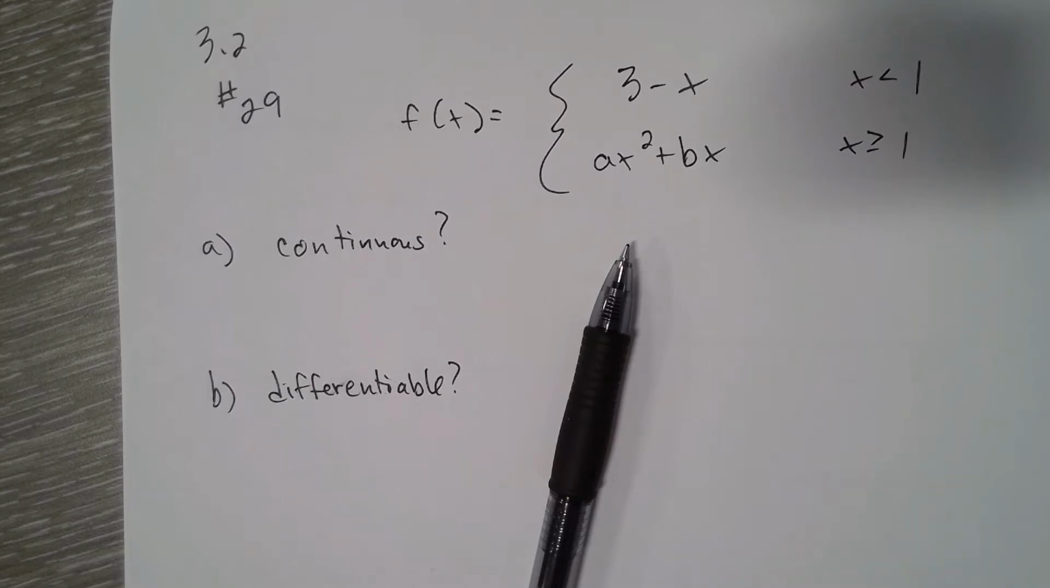3.2, number 29. Let f be the function defined as that, where a and b are constants. If the function is continuous for all x, what is the relationship between a and b?